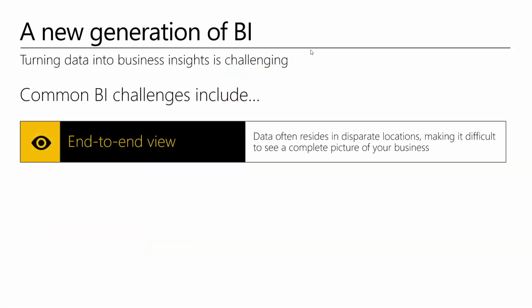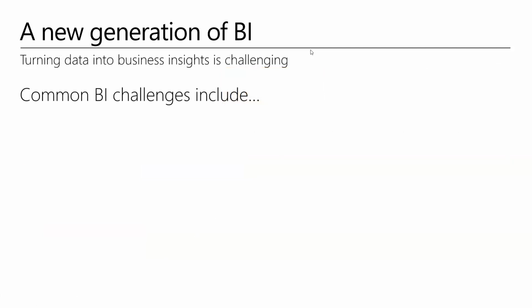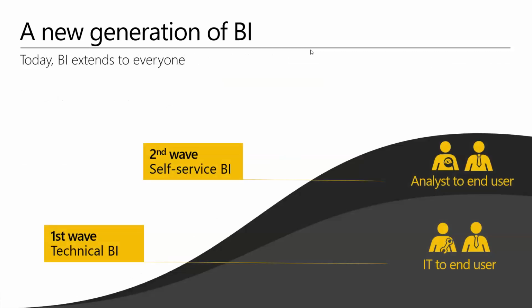Now the common BI challenges. In the second wave, analyst to end user, and in the first wave, IT to end user. When I say the second wave of self-service BI, analyst to end user, it means that, as I told you, as the data is increasing, the complexity and volume of data is increasing, new roles have come into the market, called data analyst, data engineer, etc. So now it is not that an IT department, a software engineer, has to design something for the end user. There is an analyst analyzing the data, and then it goes to the end user. When I say end user, it means the stakeholder, it can be anybody.